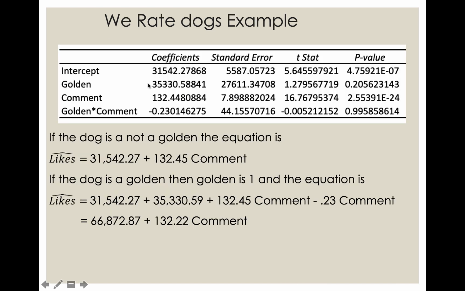How do we interpret these variables? The variable on Golden is relative to not being a Golden, on average, holding the other variables constant: Goldens get 35,330 more likes than non-Goldens. And then how do we interpret Golden times comment? The slope, if the dog is a Golden, is 0.23 less relative to not being a Golden.